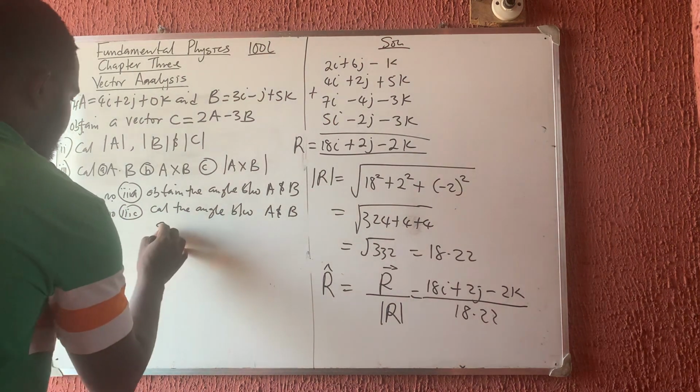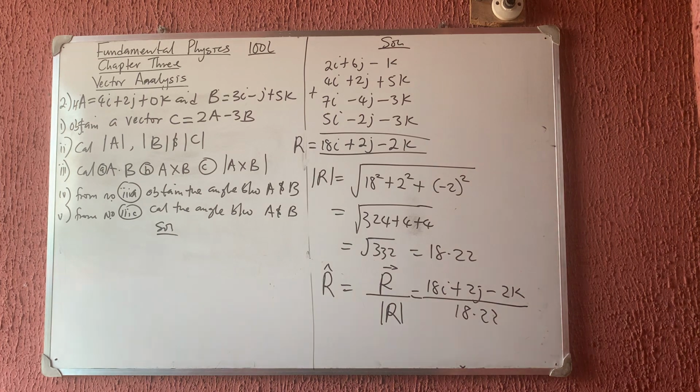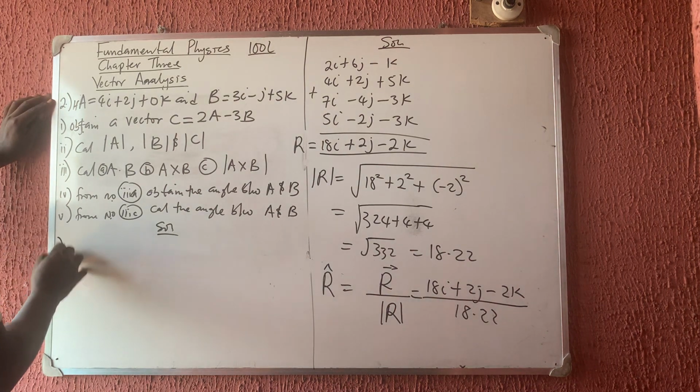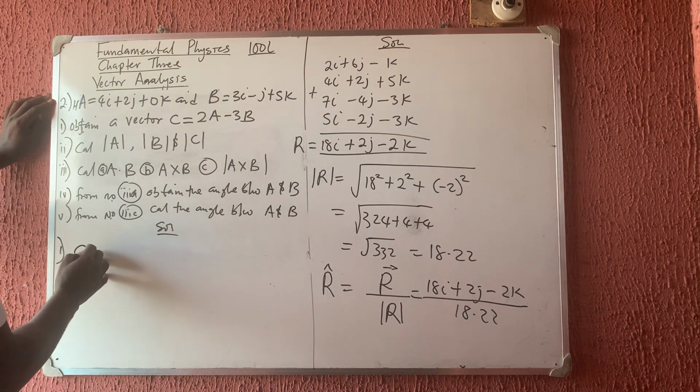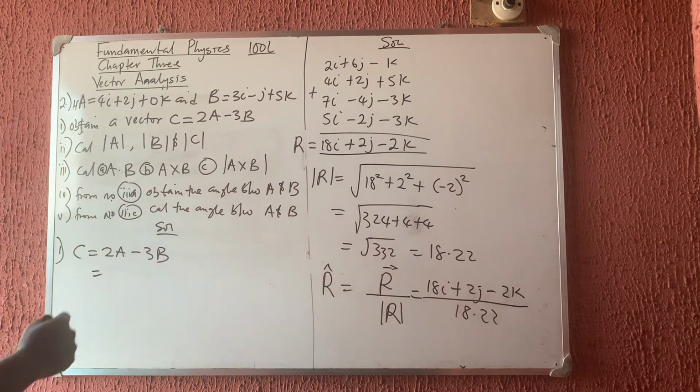So let us start solving. This is a very simple question to solve. The first one, the I question, says we should calculate C, which is equal to 2A minus 3B. So this is equal to what?